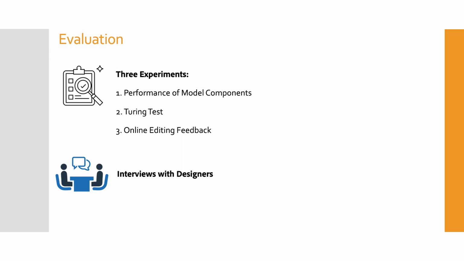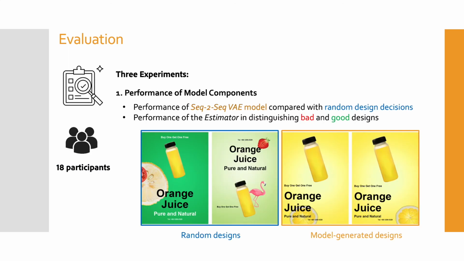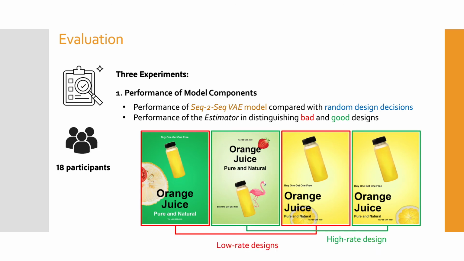To evaluate the performance of Vinci, we conducted 3 user experiments to evaluate the performance of the model and an interview with designers to collect subjective feedback. In the first experiment, we asked participants to compare designs that are generated randomly and those that are generated from our model. We found that participants have a significant preference for the model-generated designs, and in particular, they mentioned they like the consistent color scheme and the design context between the selected elements and the product image.